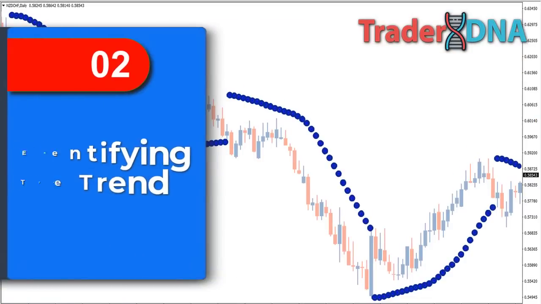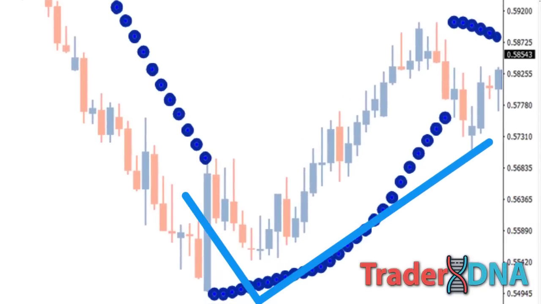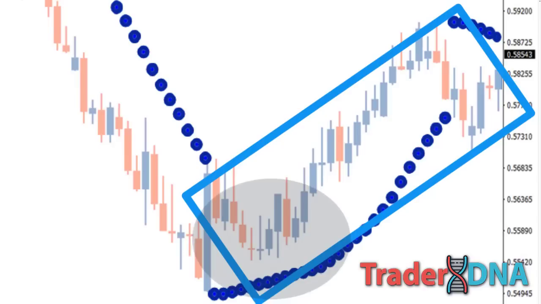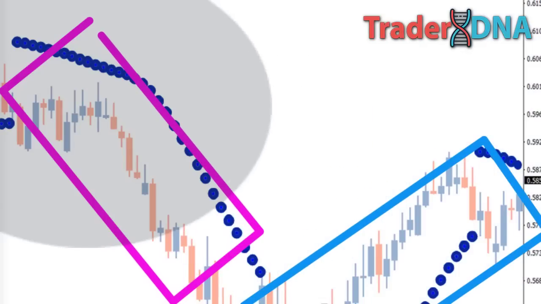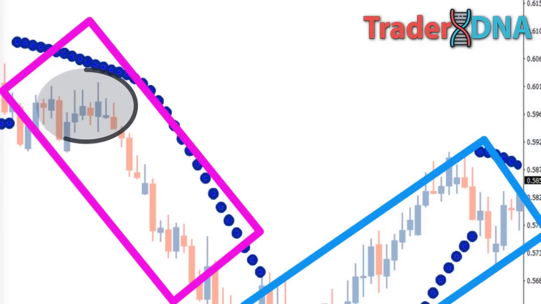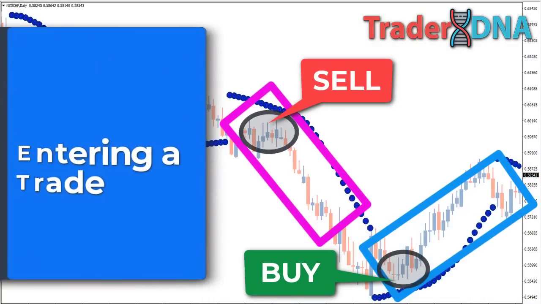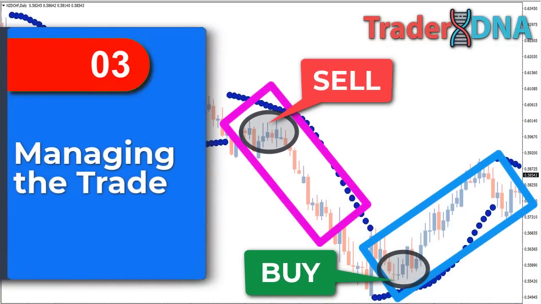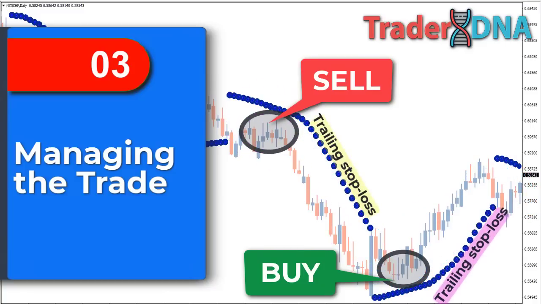Second, entering a trade. If the trend is up, traders look for the opportunity to buy at a low price. If the trend is down, traders look for the opportunity to sell at a high price. Third, managing the trade. Traders can use the parabolic SAR as a trailing stop loss to manage the trade. As the trend continues, the dots will adjust to follow the price, and traders can move the stop loss along with the dots to lock in profit as the trend continues.